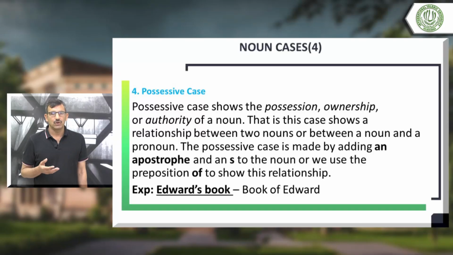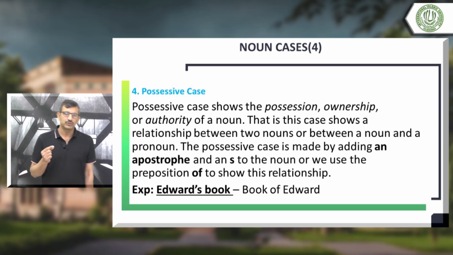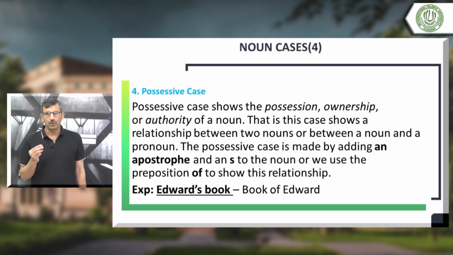The fourth category of noun cases is possessive case. Possessive case shows the possession, ownership, or authority of a noun. For example, Edward's book or book of Edward. In this phrase, Edward's book, Edward is in possession of a book. Usually in possessive case, we put apostrophe s with the noun and we make the possessive case.